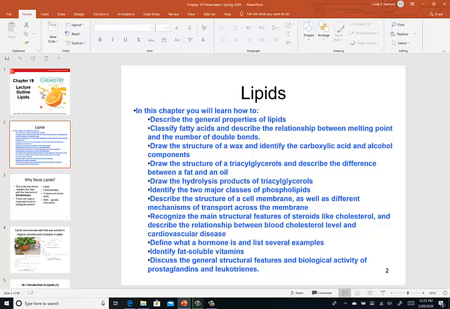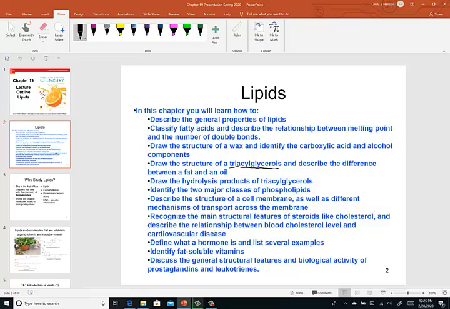We'll learn how to describe the general properties of lipids, which is difficult because there's such a broad variety of lipids. We'll learn how to classify fatty acids and describe the relationship between their melting points and the number of double bonds contained in their structures. We'll draw the structure of wax and identify its carboxylic acid and its alcohol components. We'll draw the structure of a triacylglycerol.